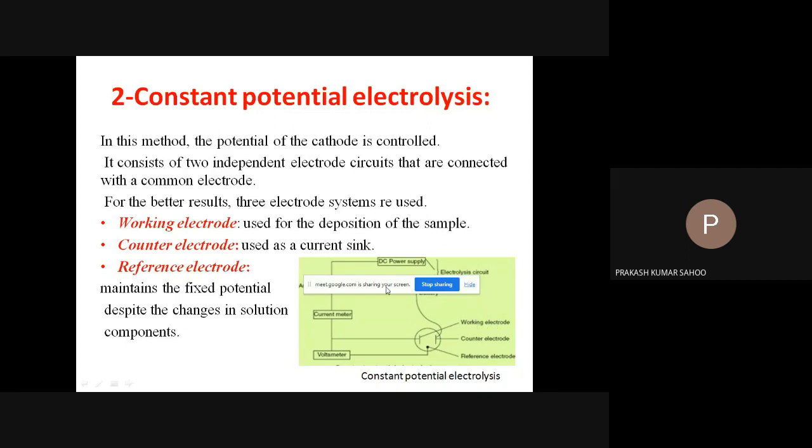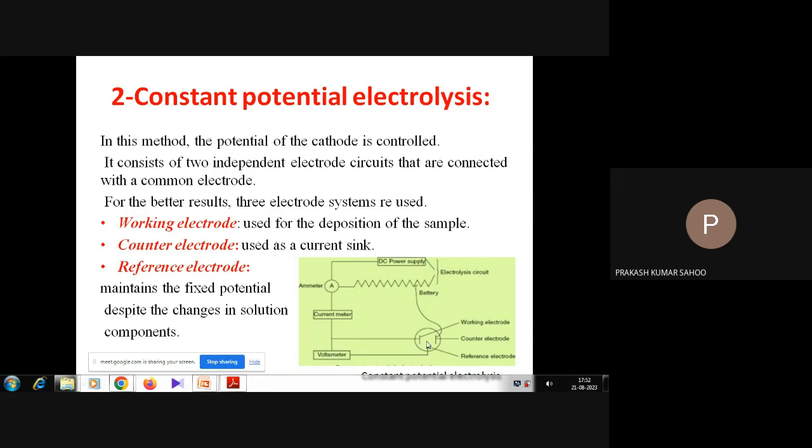So this is the connection of your electrogravimetric apparatus with constant potential. Then we have a reference electrode here, which maintains the constant potential. This is the counter electrode, and this is the working electrode.